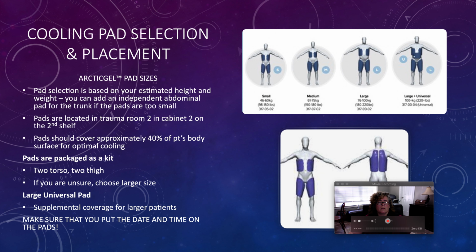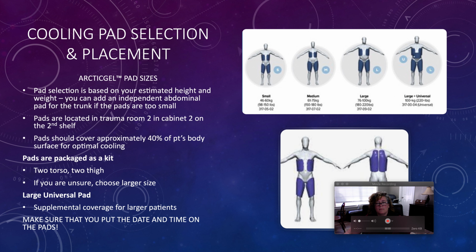Some cooling pad selection and placement. So the Arctic Gel pads are actually located in trauma room 2 and cabinet 2 on the second shelf. We made all the 2s there to make it easy. You'll notice when you open the door to the cabinet that on the wall is a height and weight chart. You actually guesstimate the height and the weight on the patient to do your pad selection. And I've included the height and weight chart that you'll see is included in the packet with this information too.